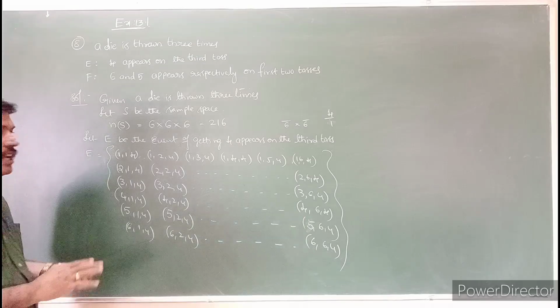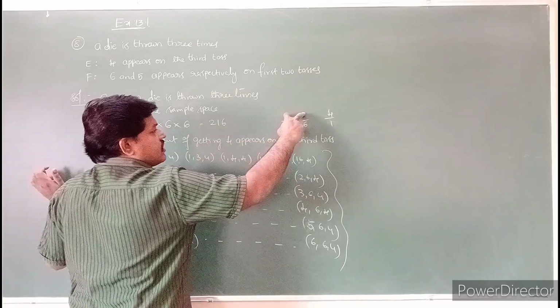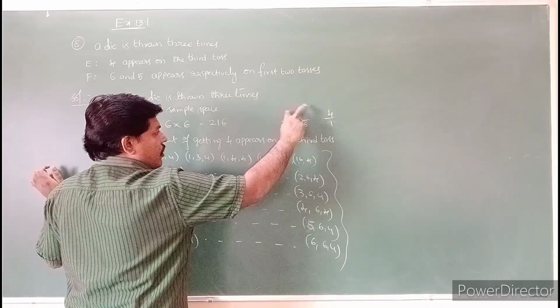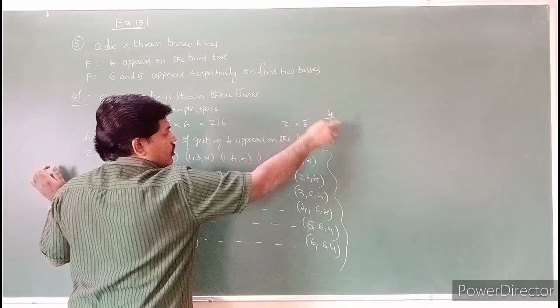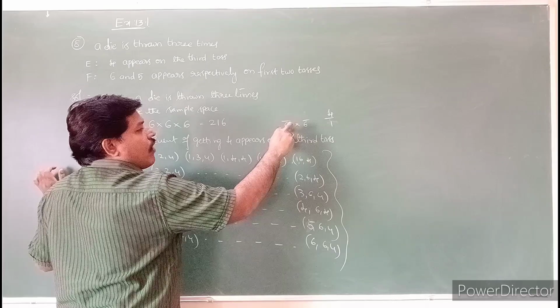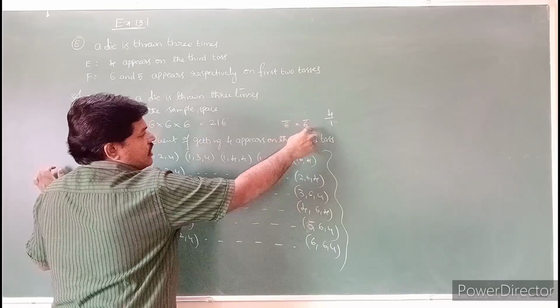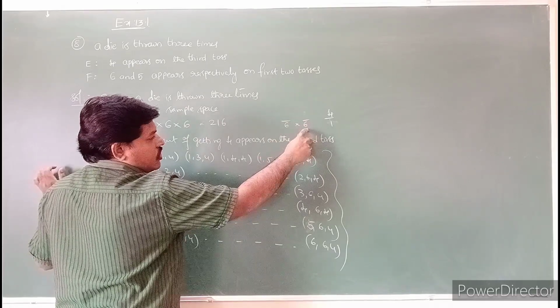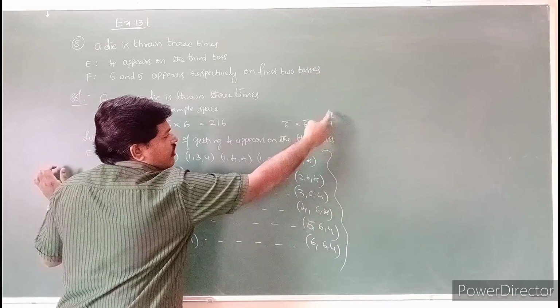So that means here, in the first two tosses you will get any number, but in the third toss you have to get a 4 only. In these chances you will get any one from 1 to 6. In the second toss you will get any one, but in the third toss you have to get a 4 only.